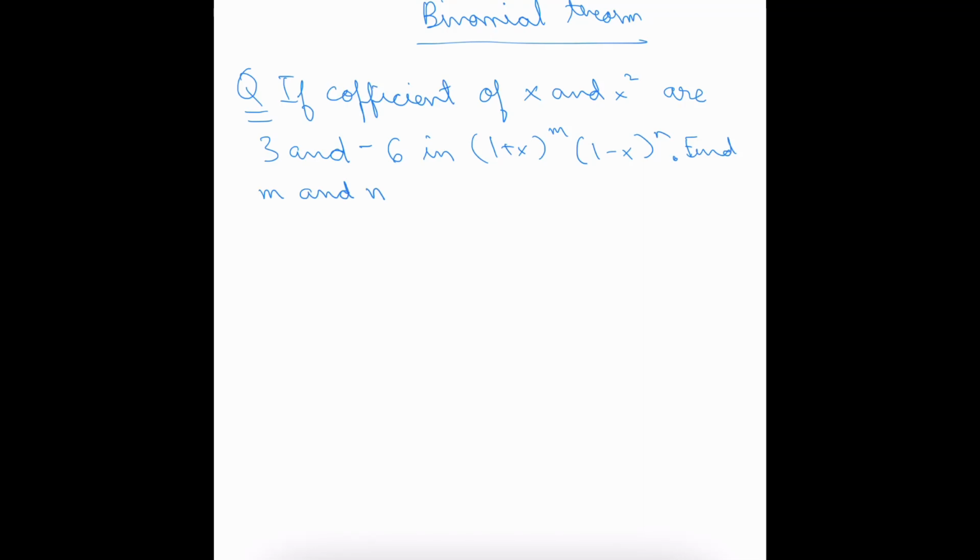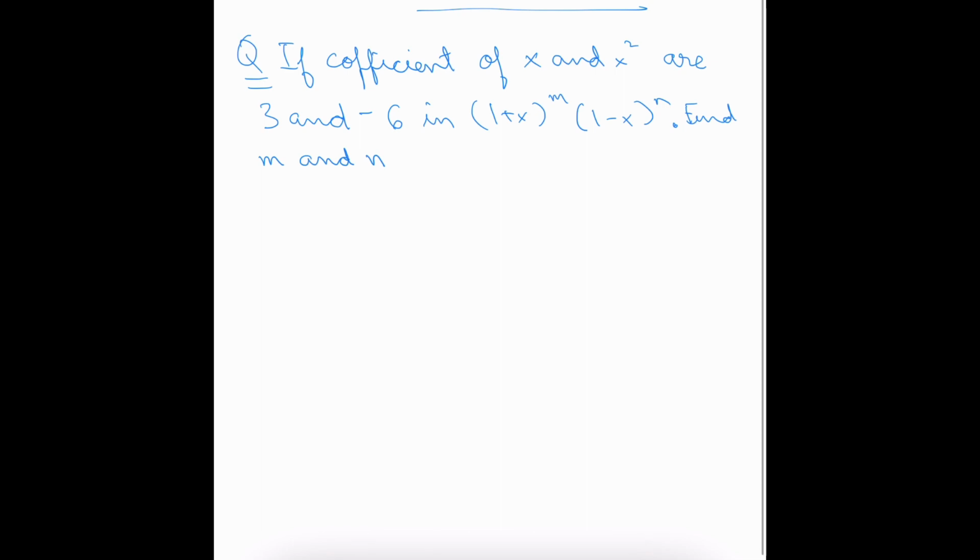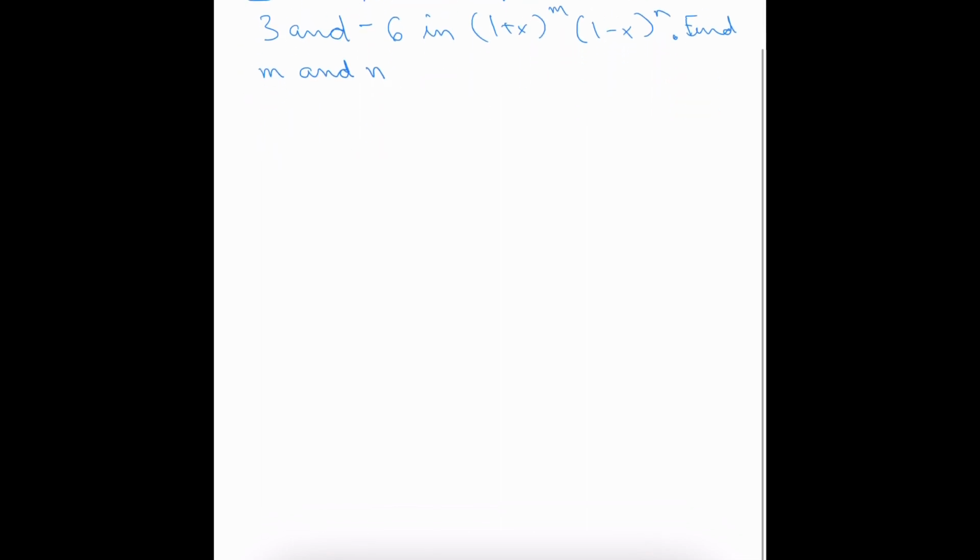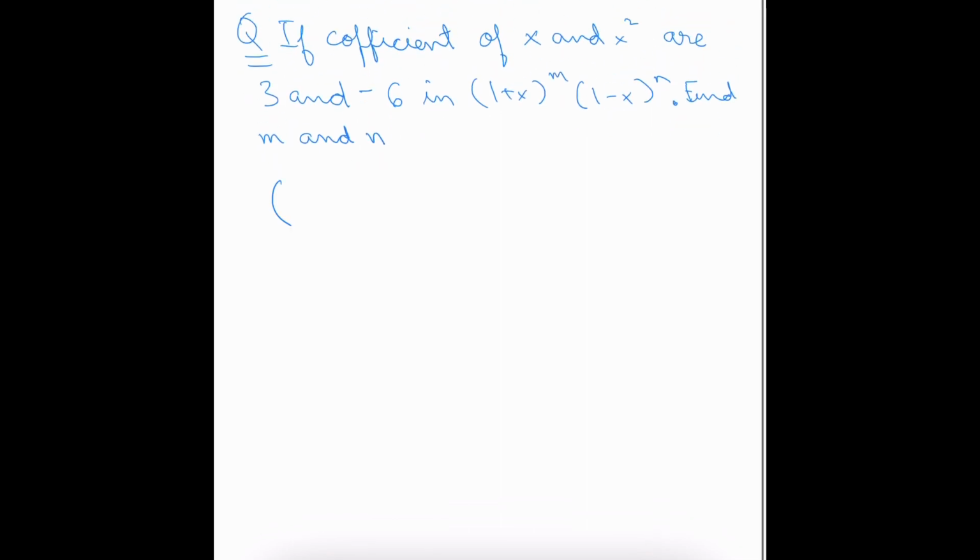So let us discuss a question in binomial theorem. If the coefficients of x and x square are 3 and minus 6 in the expression given, then we have to find m and n. So basically we are multiplying (1 plus x) raised to m and (1 minus x) raised to n. So first, let's try to multiply them.